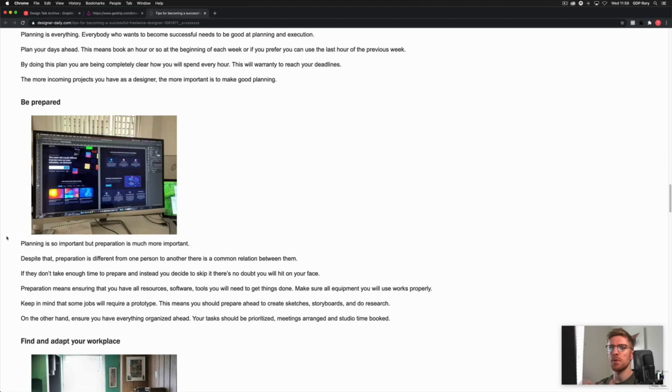Now, the next tip may seem obvious as well, but that is to simply be prepared. Now, what this article goes on to say is that if you don't take time to think about all of the resources you're going to need or the direction you're going to take with any given project, this can lead to issues down the line.